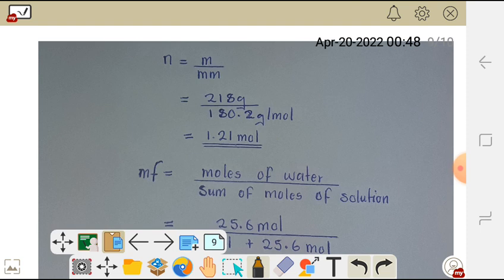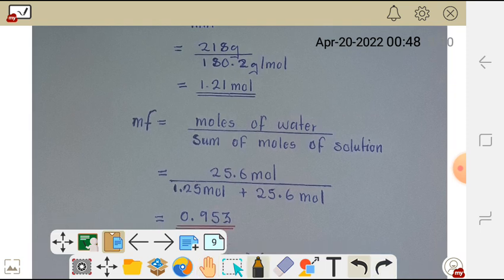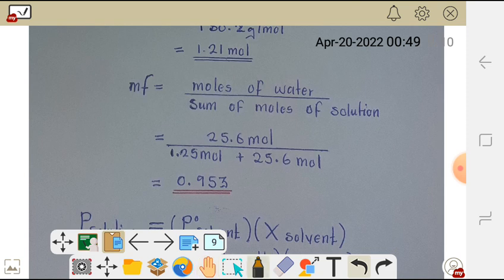Then we said the mole fraction is given by the formula moles of water over the sum of moles of the solution. Remember, we are finding the mole fraction of the solvent, which is going to help us to find the vapor pressure. So we are going to have the moles of water, which we found to be 25.6 mole, and then the sum of the moles which are in that solution. In that solution, we have glucose and water. So the number of moles of water is 25.6 plus 1.25 mole of glucose. So our mole fraction should give us just 0.953. Okay, so we have our mole fraction.